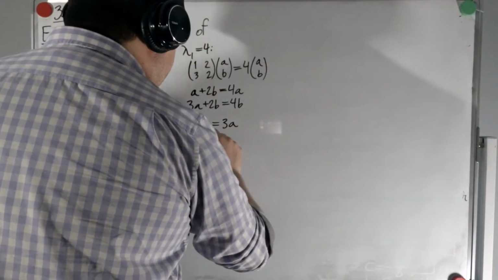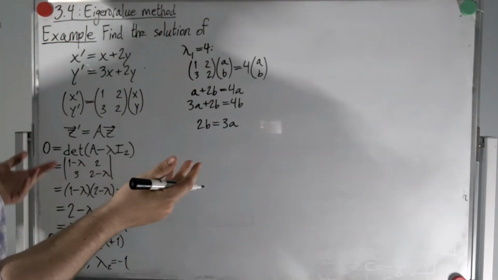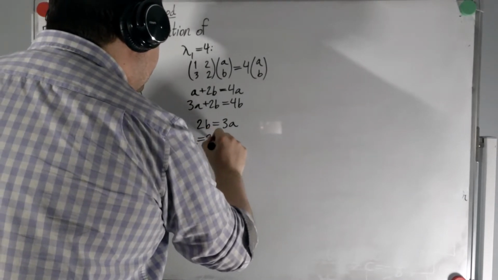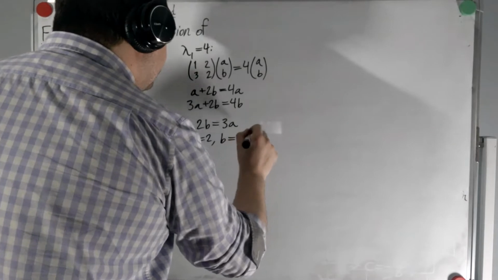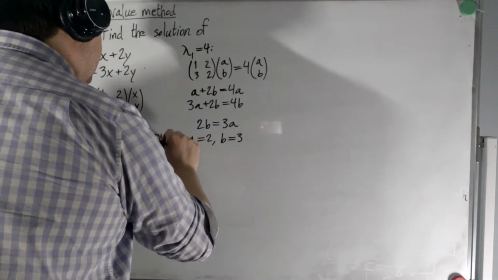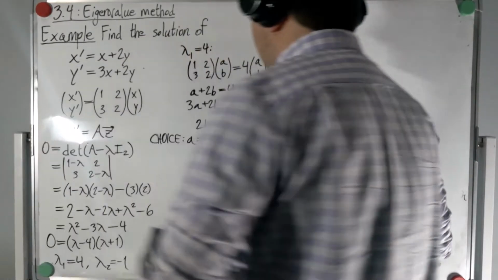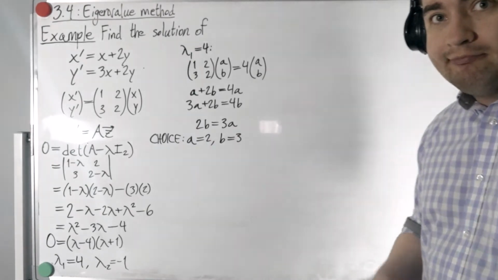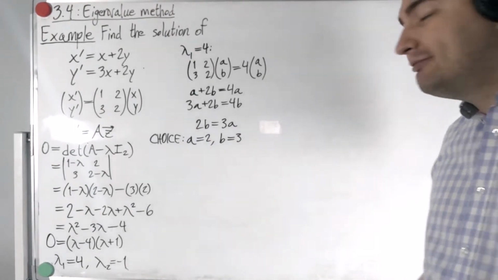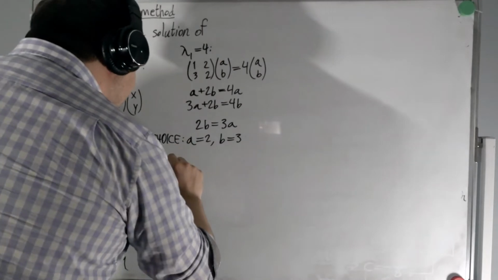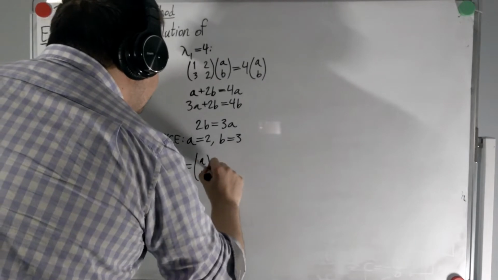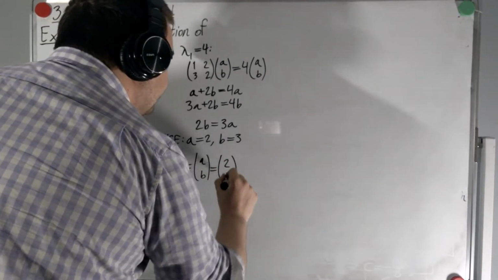Okay, so in that case, there's more than one way to figure this out. What I'm going to do is say let a be 2 and b be 3. So this is my choice. If a is 2 and b is 3, then we have 6 equals 6, which of course is a true equation. So our eigenvector v1, this is a, b, is going to be just 2, 3.